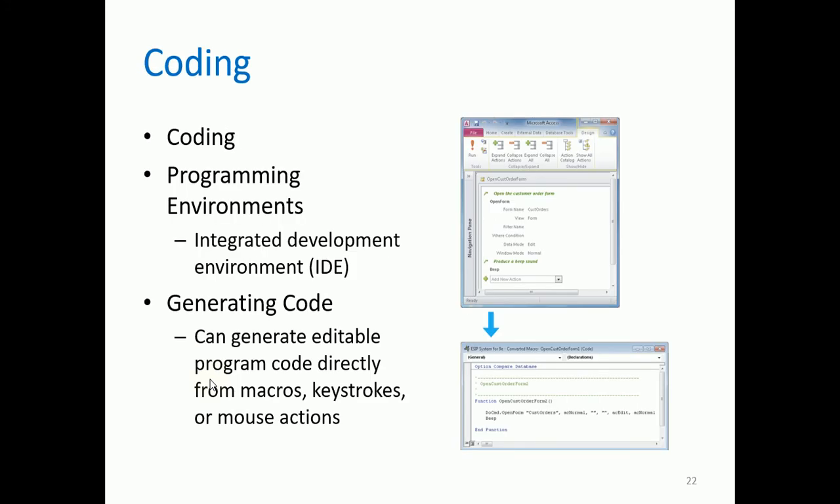Okay, next we have coding. If you're going to code, you're going to translate the systems design into code or a program that will be used by the organization. For coding, of course, you will need programming environments, or the IDE, the integrated development environment. We also have tools that can generate code. Code generators can produce editable program code directly from macros, keystrokes, or mouse actions, so it is easier if there is a code generator.